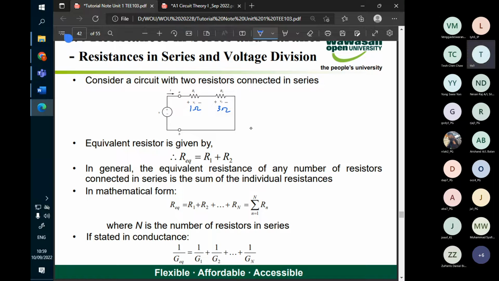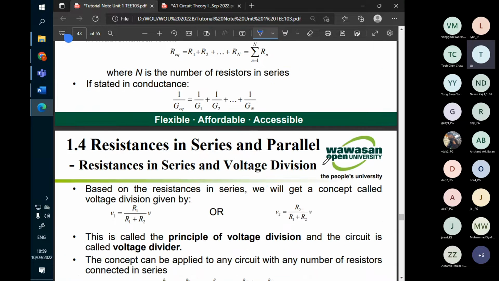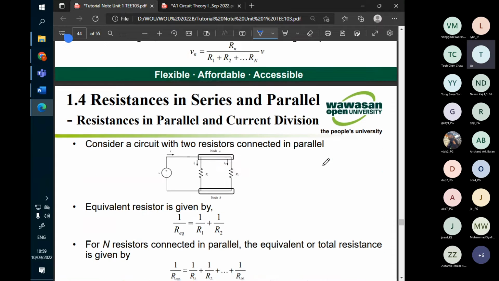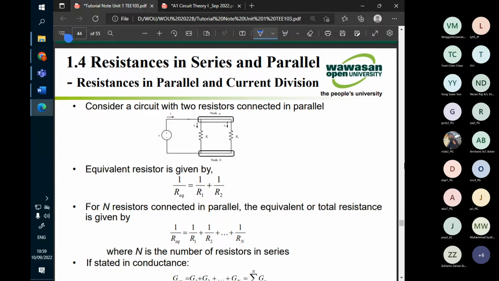So the total ohm reduced to the voltage source remains the same. You reduce to only one resistance. So this resistance, we call the total resistance, is equal to R1 plus R2 only. You just add them up, and then you can find the total resistance here. But another circuit is a parallel.